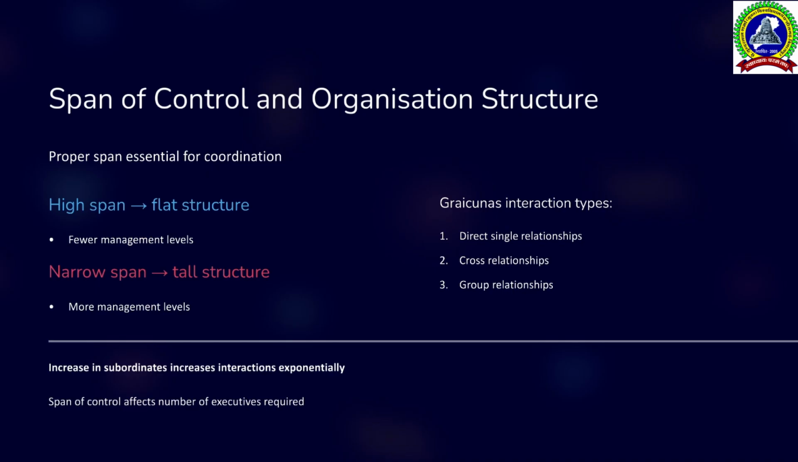Span of control directly influences the shape of organizational structure. A wider span of control results in a flat organization structure with fewer managerial levels. A narrow span of control leads to a tall structure with multiple layers of management. Graicunas explained that interaction between a manager and subordinates increases exponentially as the number of subordinates increases. Therefore, span of control is a critical factor in determining how many executives an organization requires.